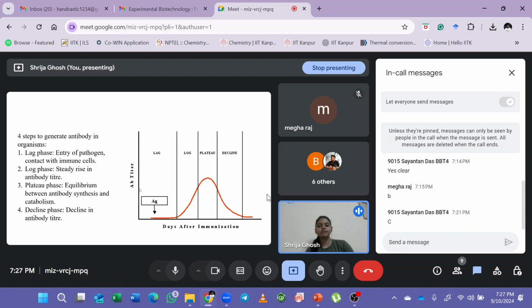So in the lag phase, that is the first phase, we have the entry of the pathogen and contact with the immune cells. Any doubt in this question? This is clear, how the antibody production is happening inside the cells.